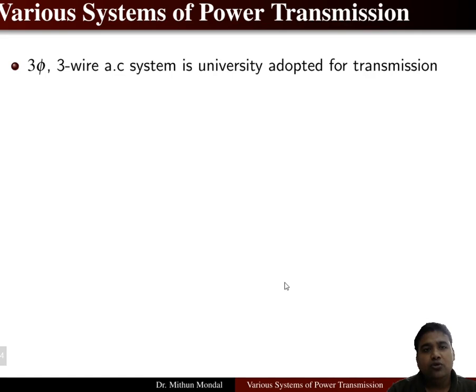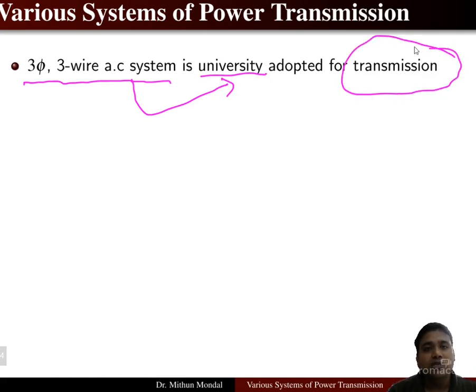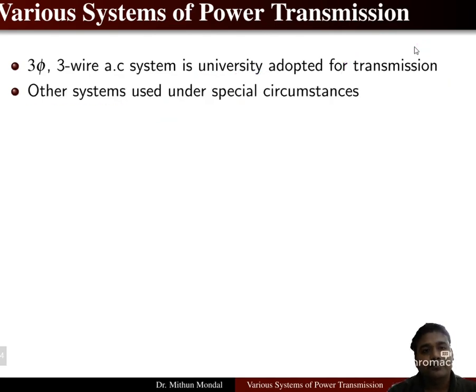Generally we use the three-phase, three-wire AC system, and that is universally adopted for transmission. We have to remember that it is basically the three-phase, three-wire AC system which is universally adopted for the transmission system. Other systems are used under special circumstances. So whenever the circumstance arises, then you can use other types of systems.